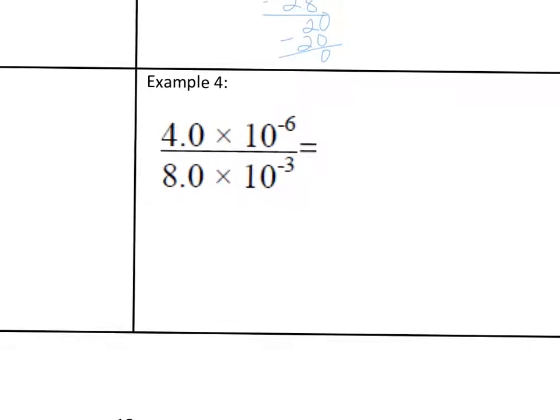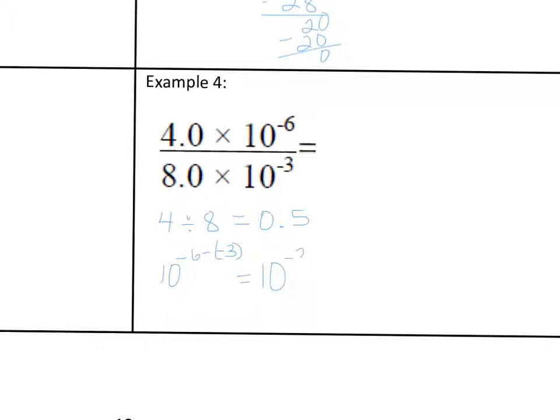Now moving on to example 4. We have 4.0 times 10 to the negative 6 over 8.0 times 10 to the negative 3. So we're dividing 4.0 divided by 8.0, which is going to give us 0.5. And then we have 10 to the negative 6th minus negative 3, which is going to give us 10 to the negative 3. 0.5 is not scientific notation because it is not between 1 and 10. We have to move the decimal point 1 to the right. Therefore, we're going to subtract 1 from our exponent on 10. We end up with 5 times 10 to the negative 4th.